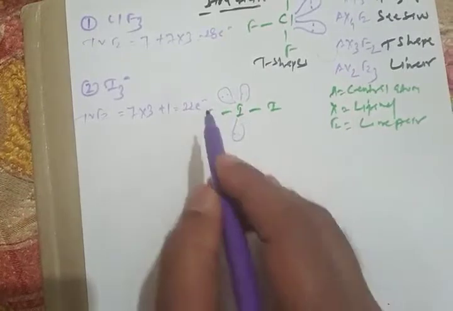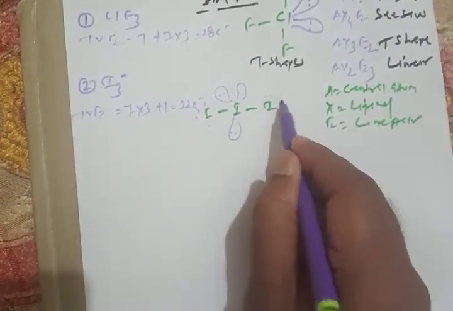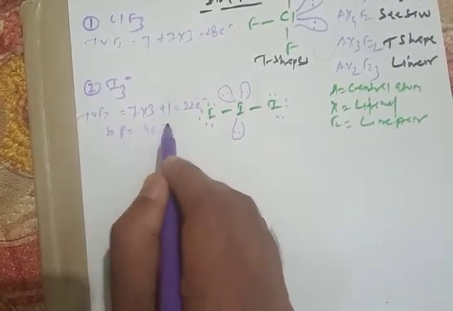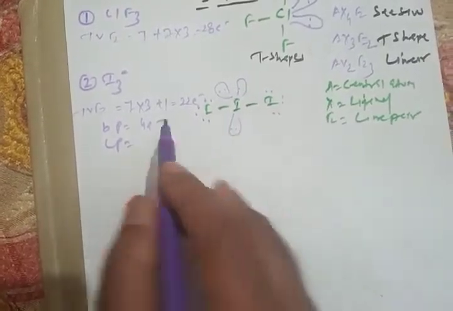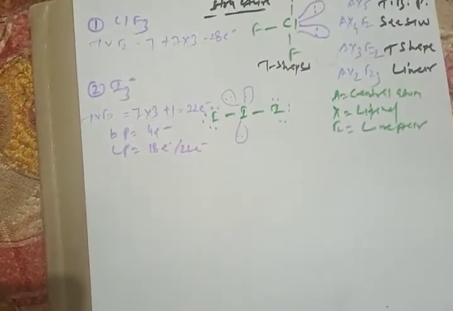In this case, we have three lone pairs on this iodine, three lone pairs on this one, and three lone pairs on this. So in total we have bond pairs 2, that means 4 electrons, and lone pairs 6, 6, 6, 18, that means 22. So the structure is correct.